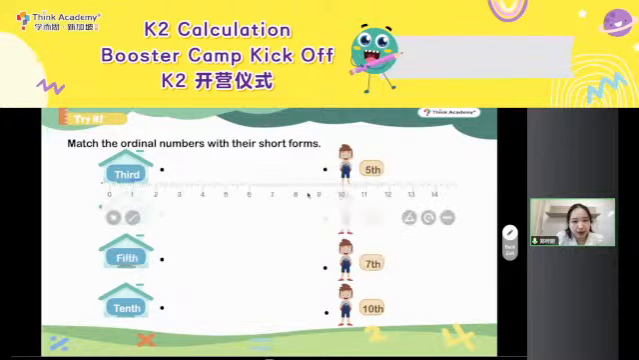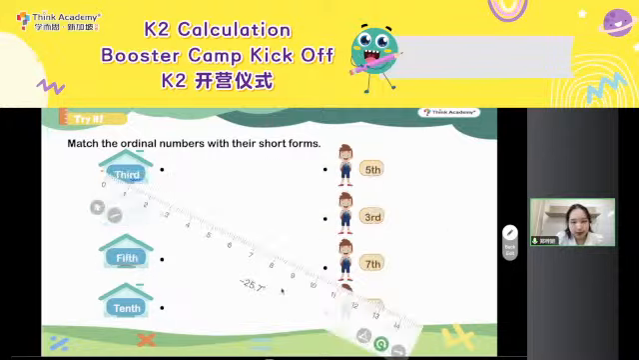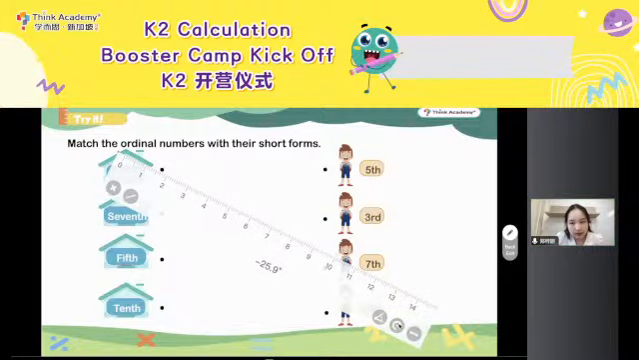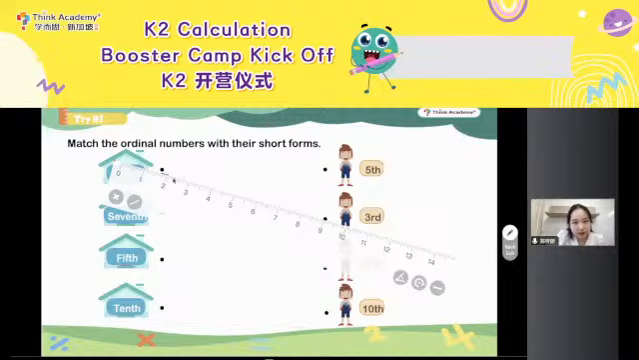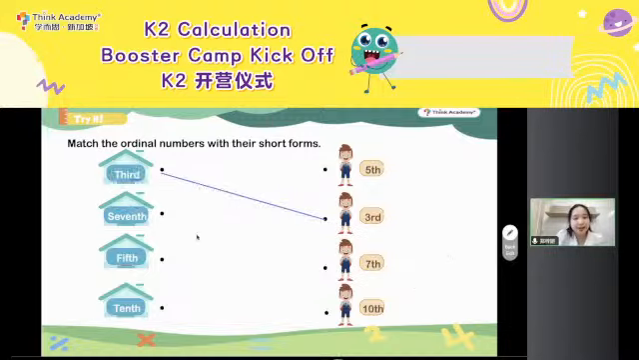Amazing job. What about this one? 7th. So that's number 7, right? So it is the number 7 adding what are the 2 last letters? Oh, 7th ending with TH. So it is number 7 and TH, which is going to be this one. So we match them together, okay?